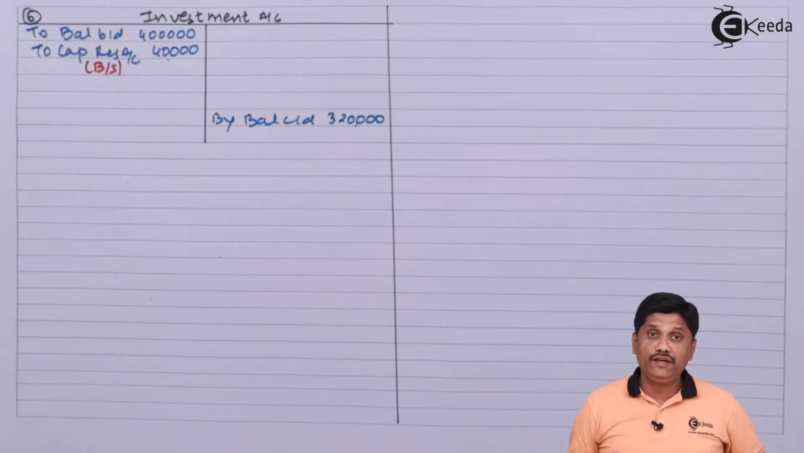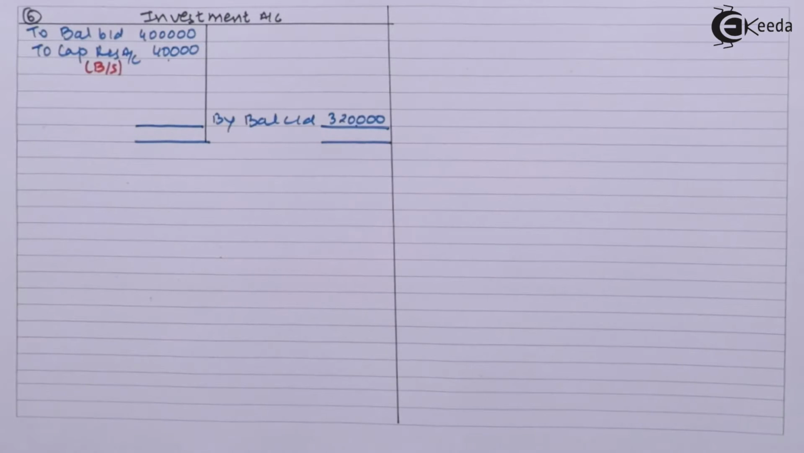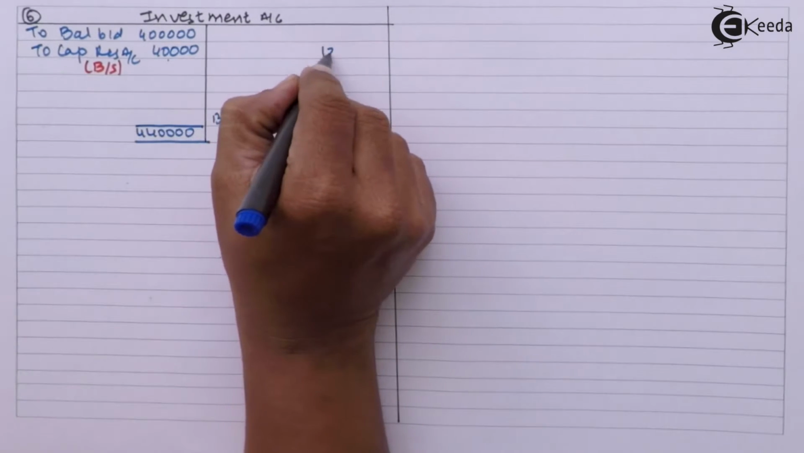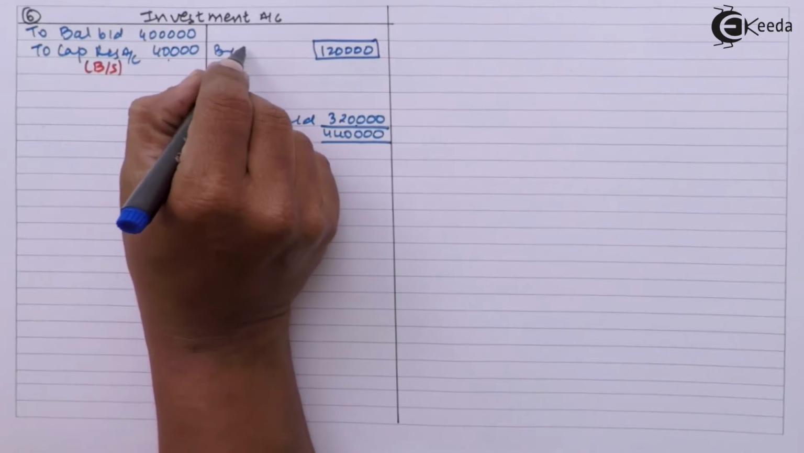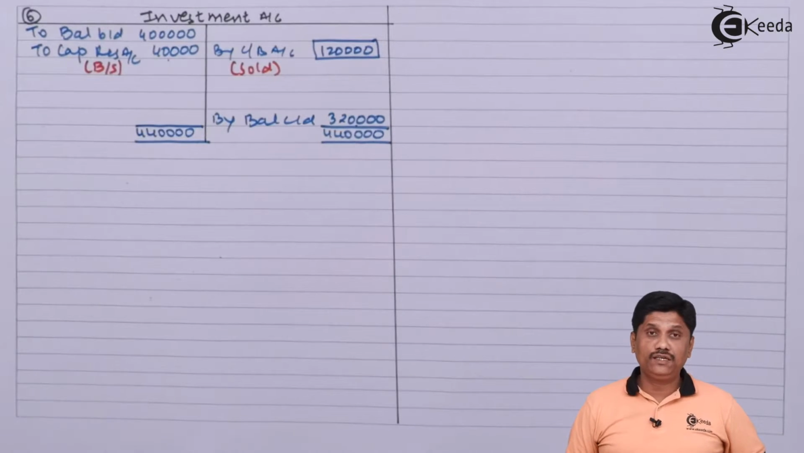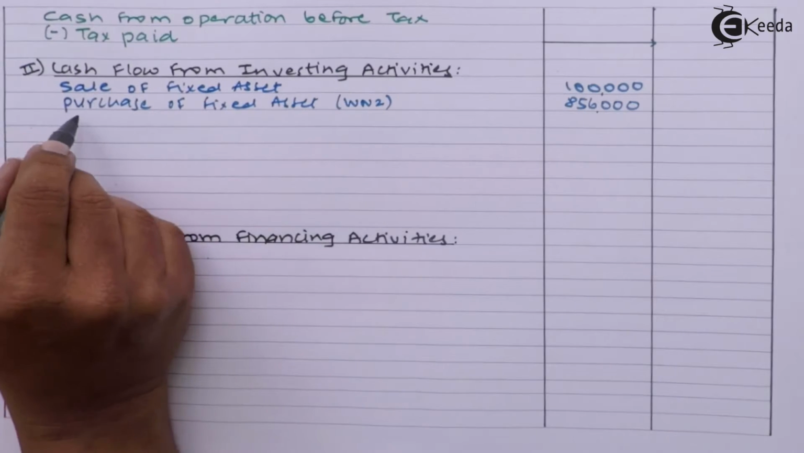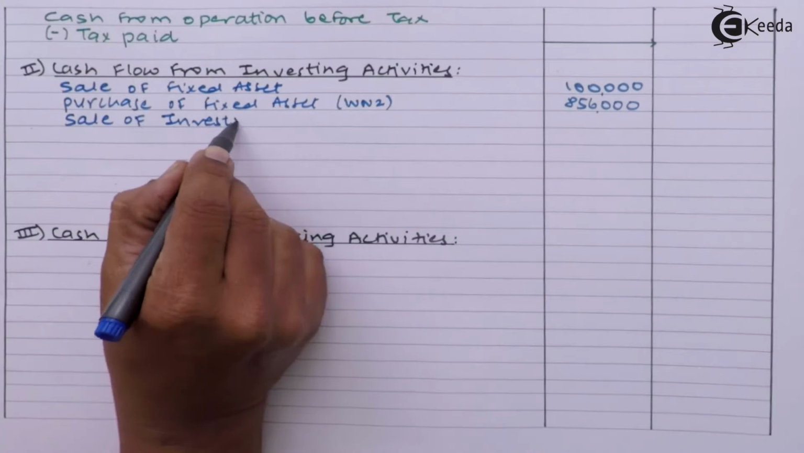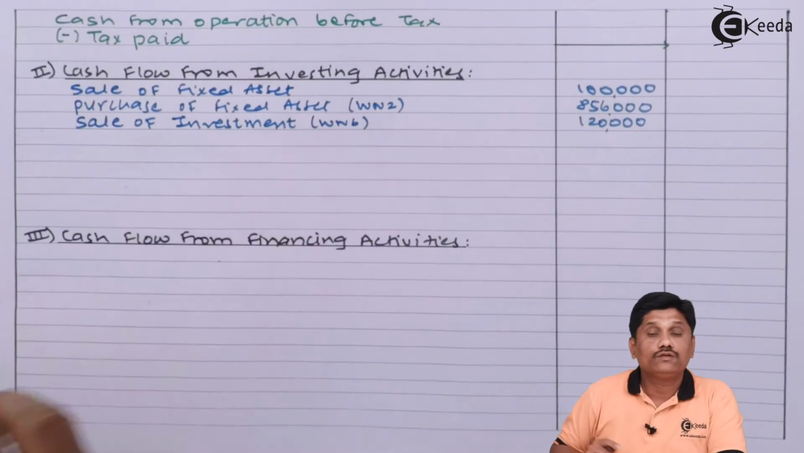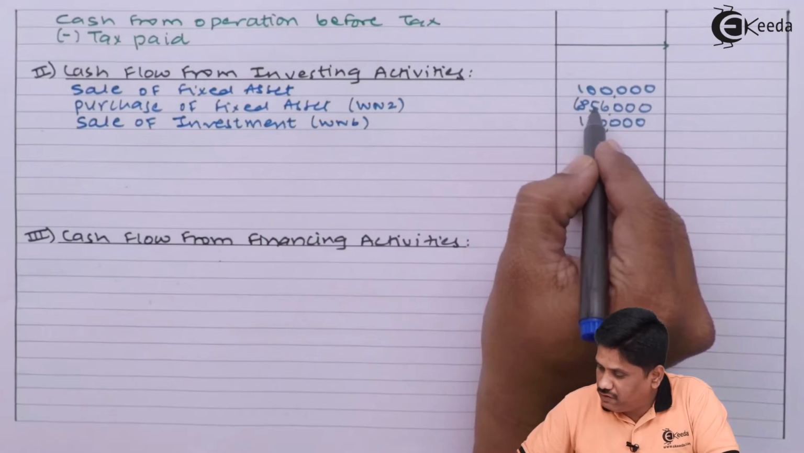If I close investment account, I will get exact sale price of the investment. Investments are sold, cash comes in, it will appear in the cash flow statement, in which activity? In investing activity. Sale of investment, working note number 6, amount received is 1,20,000. Earlier we purchased the fixed asset, so this figure will be negative.